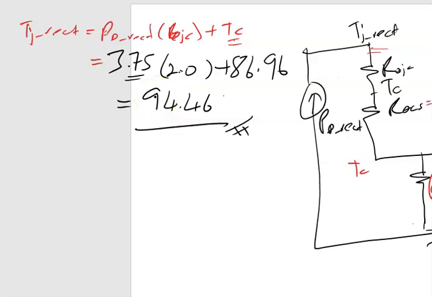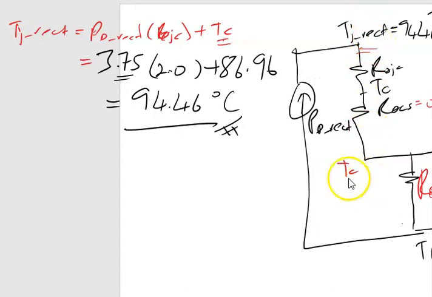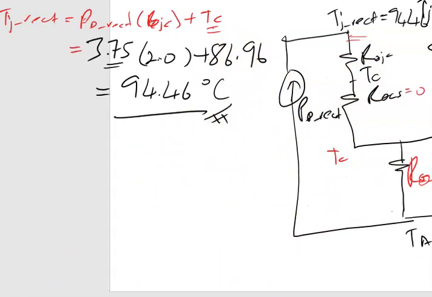So you get the value of TJ rectifier of 94.46 degrees C. So this is your TJ rectifier of 94.46 degrees C. Okay, so done for the calculation. So you just furnish your circuit with all the values here. Okay, done for your rectifier and MOSFET part.